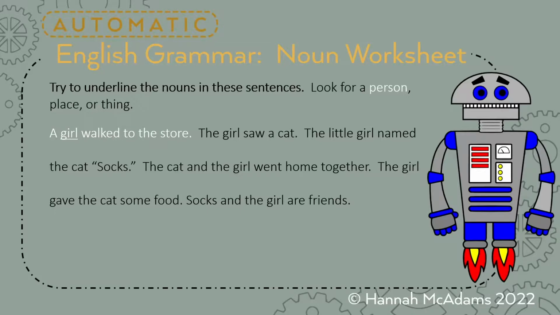And then think of a place. A girl walked to the store, right? So store is a place. And those are the only two nouns in that sentence. So keep going and finish that. Okay, I don't see any things in this sentence.